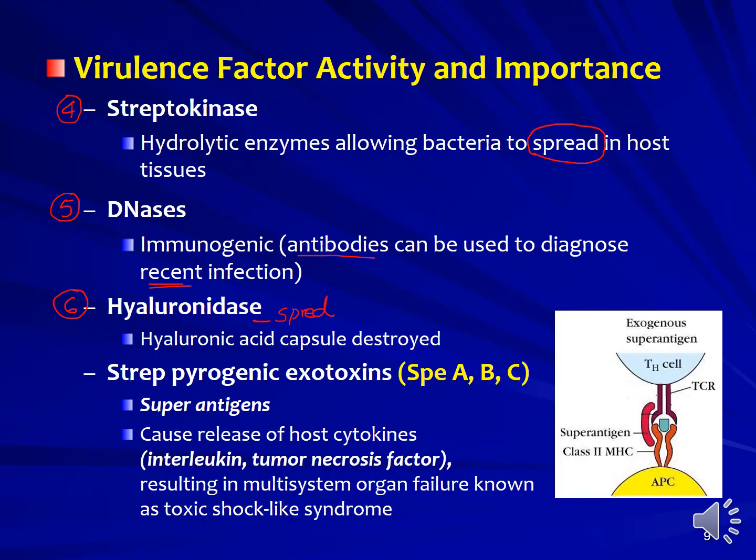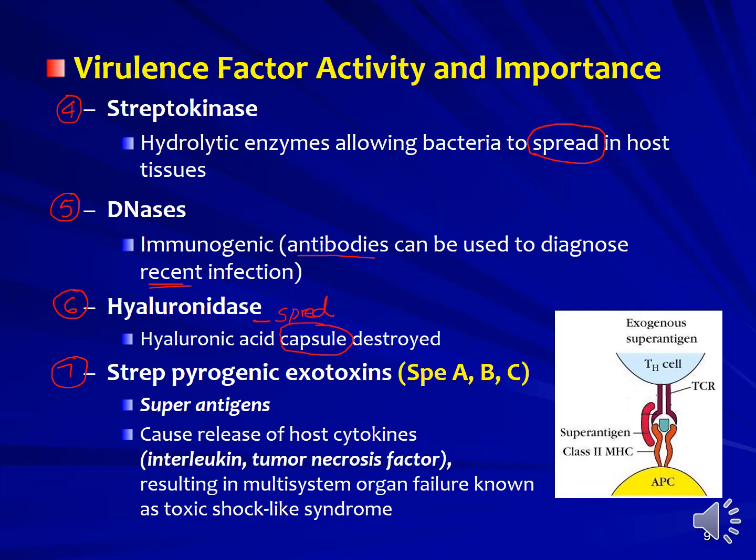But why I called it self-destructive, the reason is this hyaluronidase acts on the capsule of this bacterium. This capsule is made up of hyaluronic acid, and so it causes destruction of this particular bacteria. Next, most important toxins are streptococcal pyrogenic exotoxins, simply called SPE.